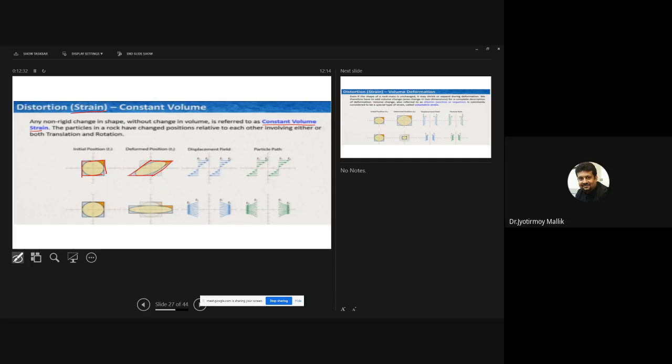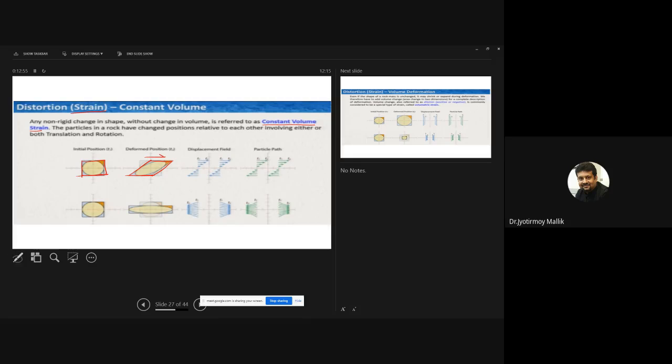Okay, so as if this part of the object is kept stationary, and a shear has been applied, and the body is deformed. Now, what is important to remember is that we are looking at this in two dimensions. Of course, here we are talking about constant volume strain, so it must be translated in three dimensions.